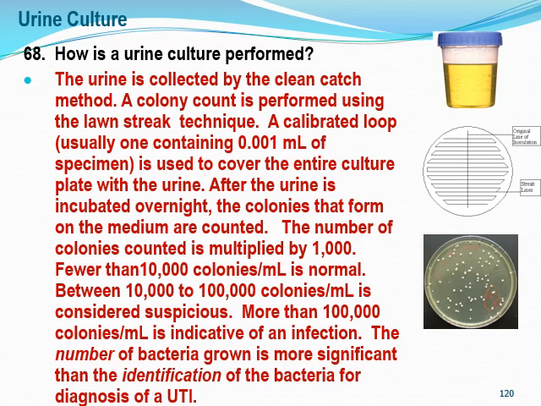If it's between 10,000 and 100,000 colonies per milliliter, that's suspicious, and most of the time we're going to do some other testing to make a definitive diagnosis. And more than 100,000 colonies per milliliter is indicative of an infection, right? That means these people have a urinary tract infection, and we need to prescribe some antibiotics for them. And we'll do a culture and sensitivity to find out which one works the best.